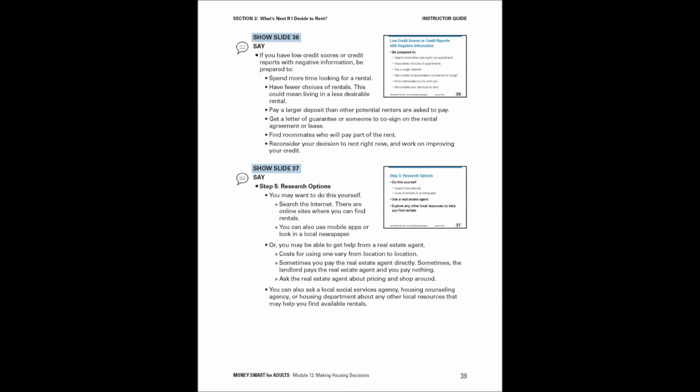Slide 37 gets into research. Research options, you want to just mention that they can do it themselves by using their smartphones, looking into local newspapers, also getting help from a real estate agent. They are pretty reliable resources for different types of information around rental information. So again, this is why real estate agents are listed here, in addition to asking local social service agencies.